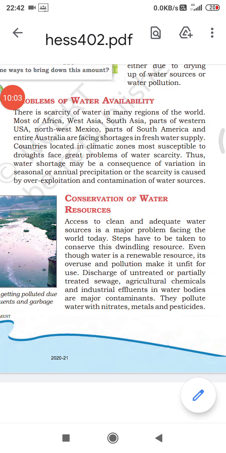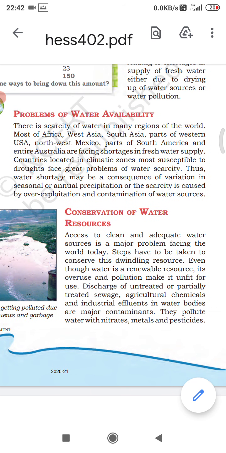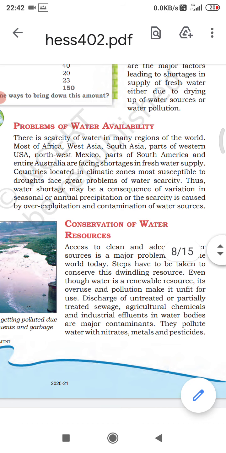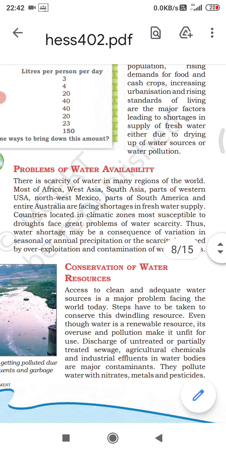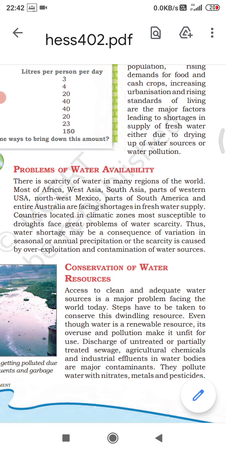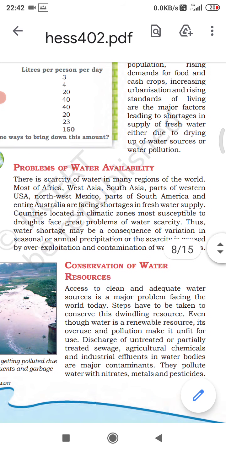So, see, why do we face this water scarcity, or the problem of less water? There may be variation in annual precipitation, means sometimes maybe no rainfall or very little rainfall, or there may be overexploitation, as we have discussed, in irrigation, in industries, and even for domestic purposes, and then contamination of water sources by the industries and by dumping domestic waste in the water resources. So these are some of the causes.